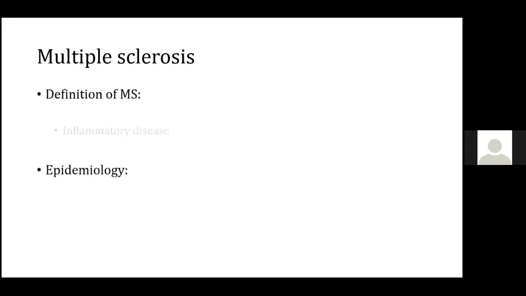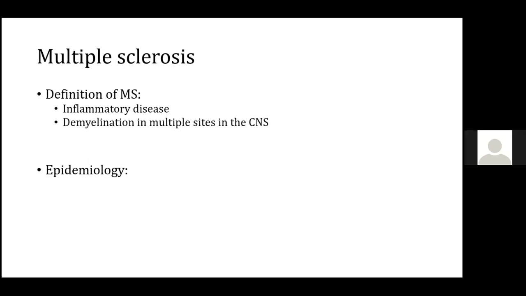So definition for multiple sclerosis. It's an inflammatory disease. So it's a neuroinflammatory disease, and it involves demyelination across multiple sites in the central nervous system. And lesions are disseminated in time and space. So that's the definition for multiple sclerosis.